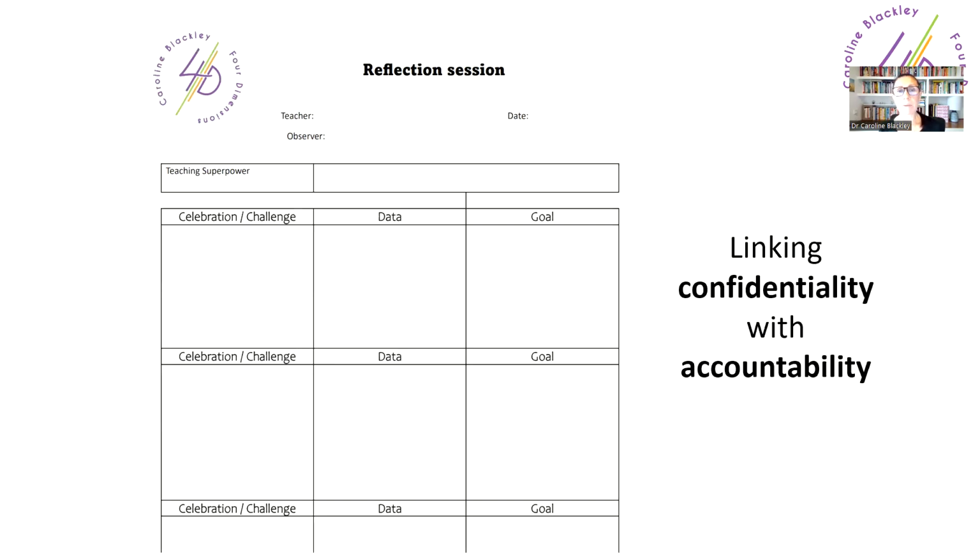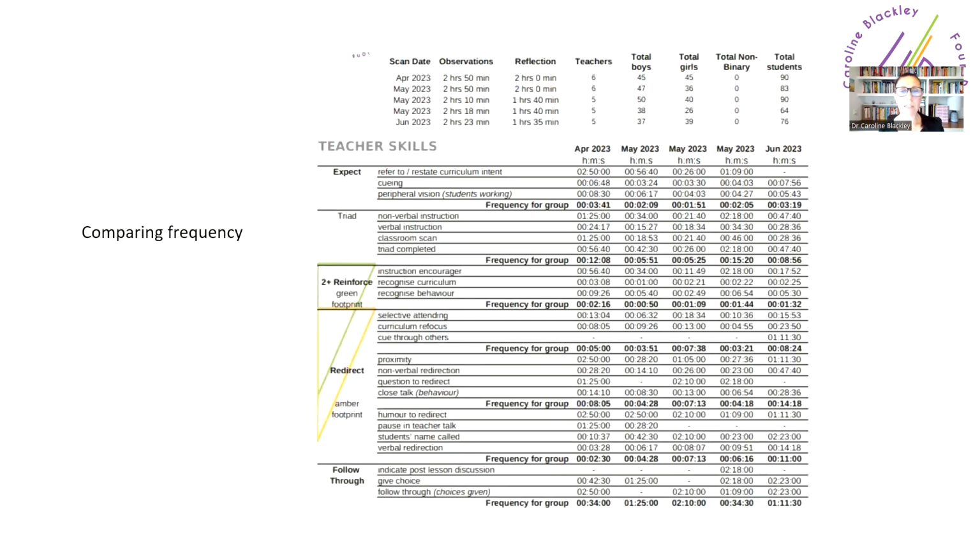What is the benefit, the impact, and what are my teachers doing specifically? So this is our linking tool for confidentiality with accountability. But what do principals get? This is one of 5 data reports. It compares scans. And what it does is it looks at the frequency, because the frequency is what we found. And this is where the research comes into it.